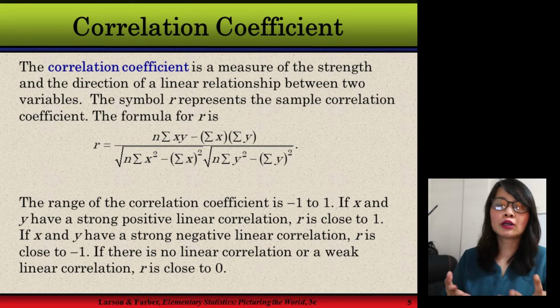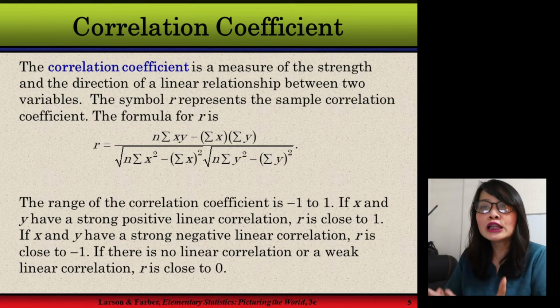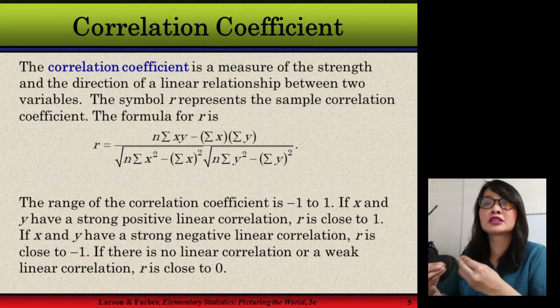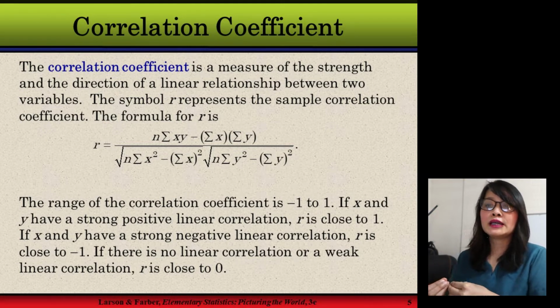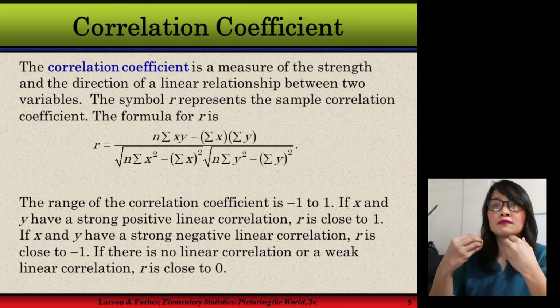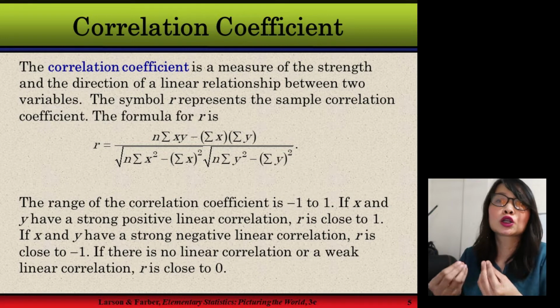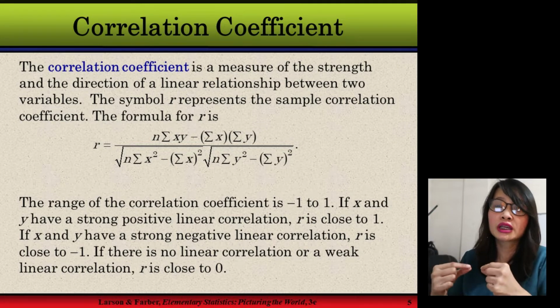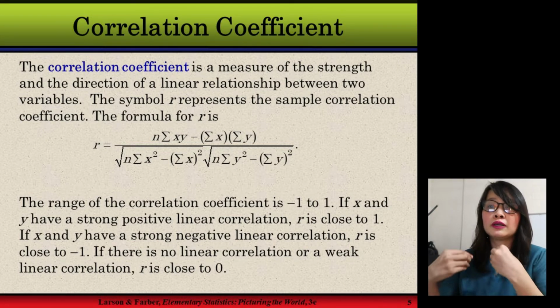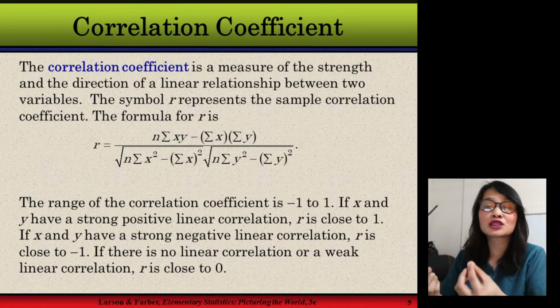Likewise, if X and Y have a strong negative linear correlation, the value of your correlation coefficient, which is denoted by R, is close to negative 1. If there is no linear correlation or a weak linear correlation, the value of your correlation coefficient, which is denoted by the symbol R, is close to 0. So the relationship is very weak. If the value of R is close to 0, there's still a relationship, but it's very weak.